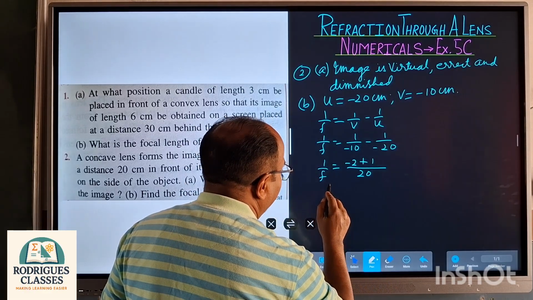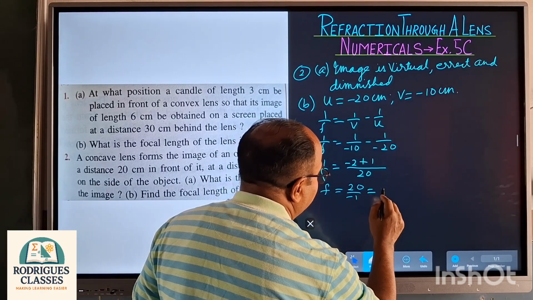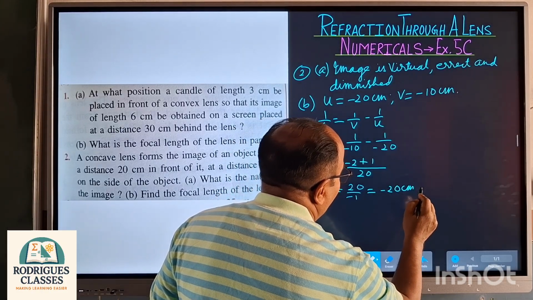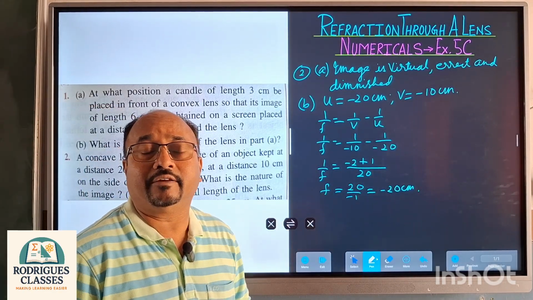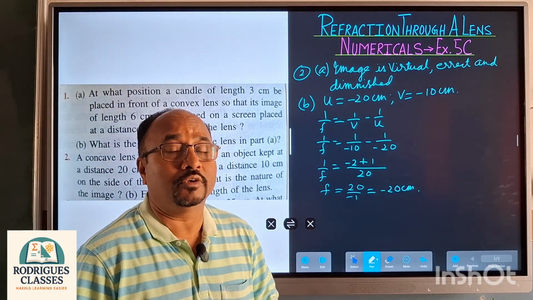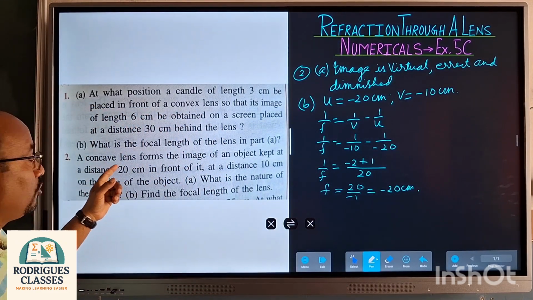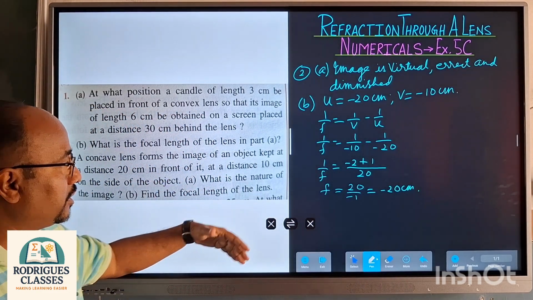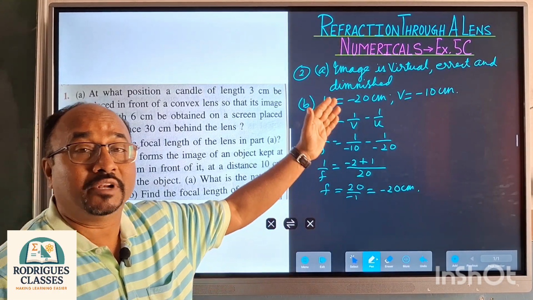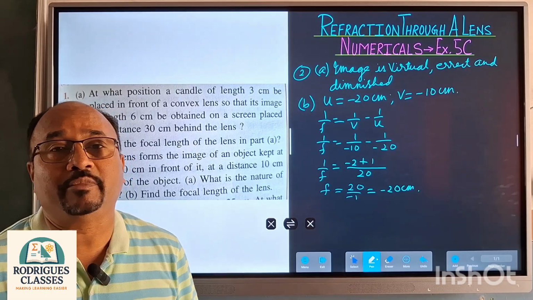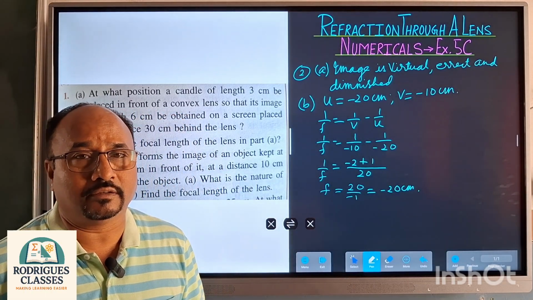So it means I will be getting F is equals to 20 by minus 1, which is equals to minus 20 centimeter. Focal length coming in negative makes it clear to you that it is a concave lens, and the question had concave lens. So the working is correctly done. Again, I will repeat, please pay attention to the signs which are being given. Signs are done correctly, numericals are absolutely easy.